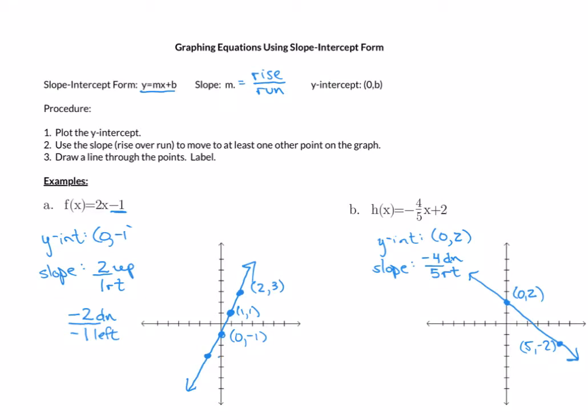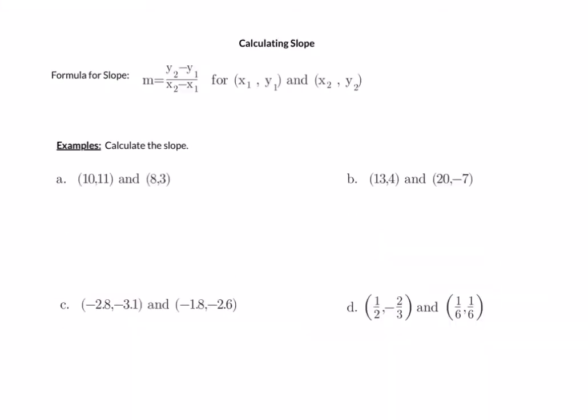Let's see what else we got in this section. The next thing we want to talk about is slope. Now you can think of slope as rise over run, but we also have a formula. And our formula for slope is m equals y2 minus y1, the difference in the y values, over x2 minus x1, the difference in the x values.